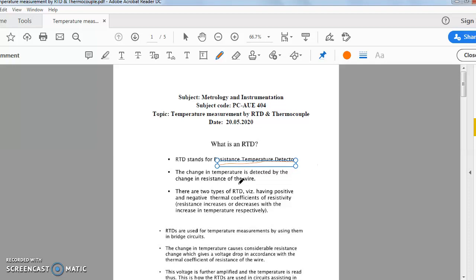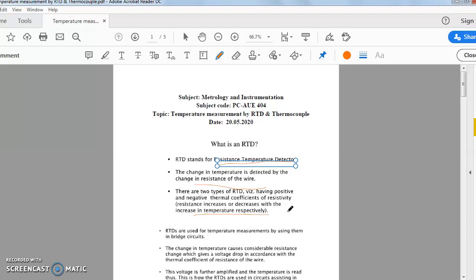signal, and that resistance will be measured and recorded. Temperature and resistance have a mathematical relationship, so we put the change of resistance in the mathematical expression and get the value of temperature change. The change in temperature is detected by the change in resistance of the wire. There are two types of RTD, having positive and negative thermal coefficients of resistivity. The resistance is increased or decreased with the increase in temperature, respectively.